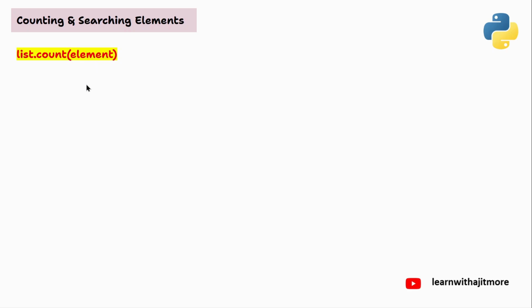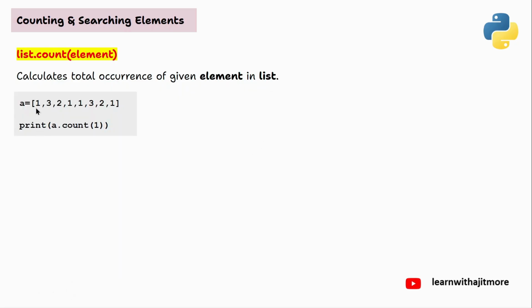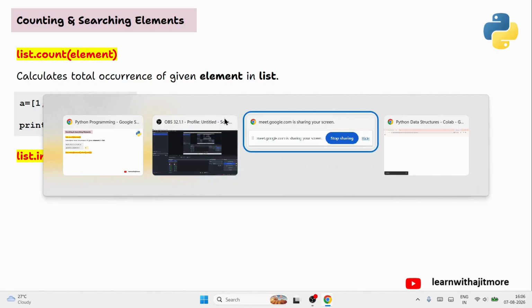It just returns the number of occurrences of this element in the list. Calculates total occurrences of given element in list. Example, now this is your list and you're finding out how many times 1 is occurring. So you can check 1, 2, 3, and 4. 1 is occurring 4 times. So if you give any element which is not there, it will give you count 0. That's how simple it is.